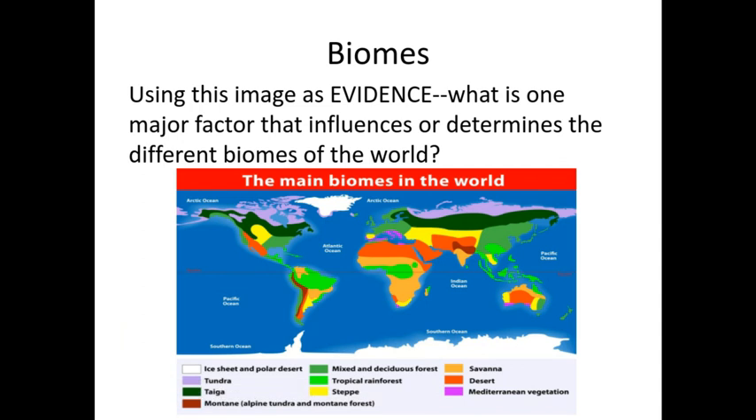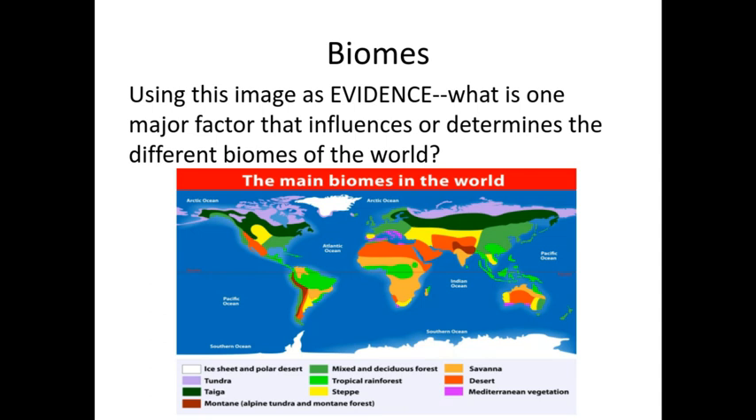Okay, using this picture, I want you to take a second look, and you're going to have to use the key as well. There's a key located at the bottom that tells you what each color represents. It says, what would be one major factor that influences or determines these different biomes? So look at this map.